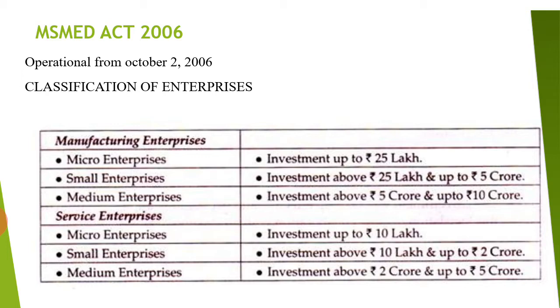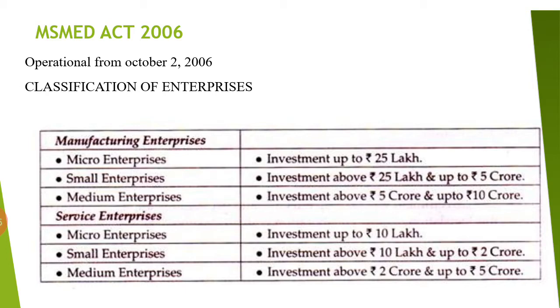In case of manufacturing enterprises, if a company has investment up to 25 lakhs, it is treated as a micro enterprise, and if the investment is above 25 lakhs and up to 5 crores, it is a small enterprise, and if the investment is above 5 crores and up to 10 crores, it is a medium enterprise. This is the case of manufacturing enterprises.